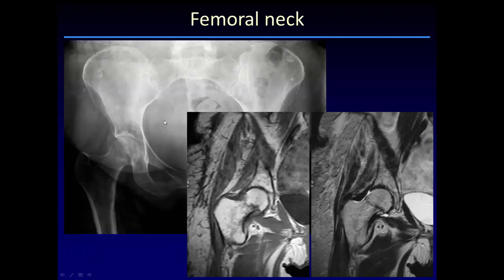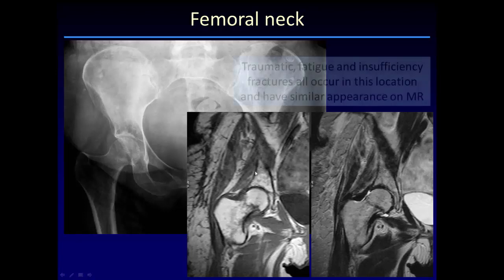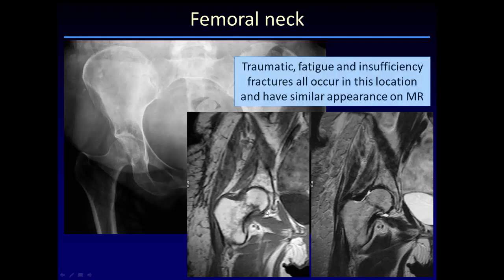Now, the place where fractures are really a problem from insufficiency is around the area of the femoral neck. These can be subtle and challenging to diagnose on radiographs. In this patient who's very osteopenic, the fracture line is pretty visible, but in some cases, especially early, they are very difficult to diagnose.